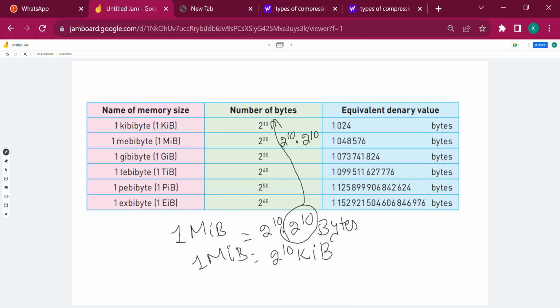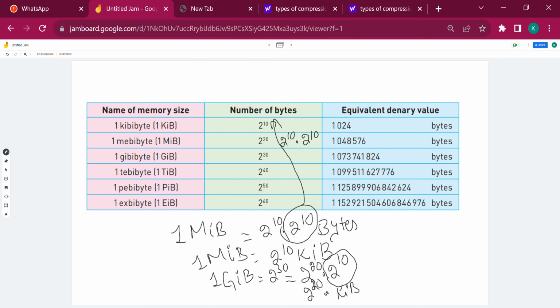If I want to know how many mebibytes are there in 1 gibibyte. So 1 gibibyte, and I know that basically it's 2 power 30. Rather, I could write it like this, 2 power 20 dot 2 power 10. So 2 power 20 is as it is. And if I need to calculate how many kibibytes are there, simply I am going to replace this thing with kibibyte. And yes, in 1 gibibyte we have 2 power 20 kibibytes.